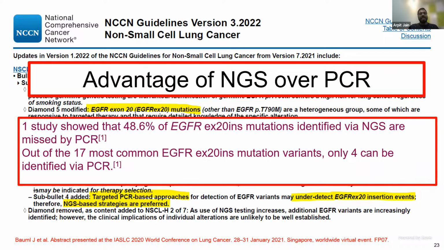So again, there is a certain advantage of using NGS for detecting EGFR over PCR, as exon 20 insertion could be missed with the use of PCR only. In a study, it has been shown that 48.6% of the EGFR exon 20 insertion mutations were missed on PCR as compared to NGS. And again, out of the 17 most common EGFR exon 20 insertion mutations, only 4 can be detected with PCR. So for detecting EGFR exon 20 insertion variants, NGS is a better modality as compared to PCR. Next.